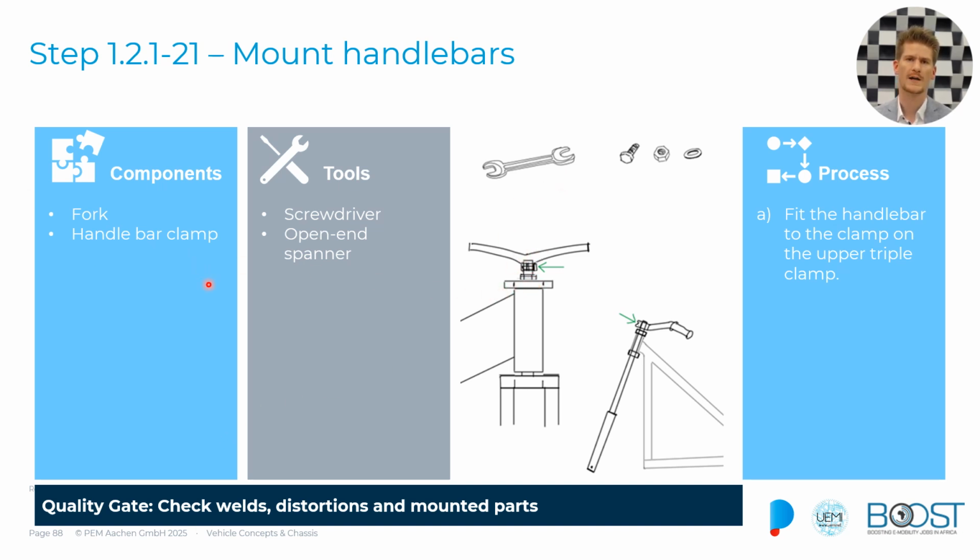So we have the fork, the handlebar clamp, and we need a screwdriver and an open expander. And the process is actually very straightforward. So we now have also a possibility to actually steer our fork.